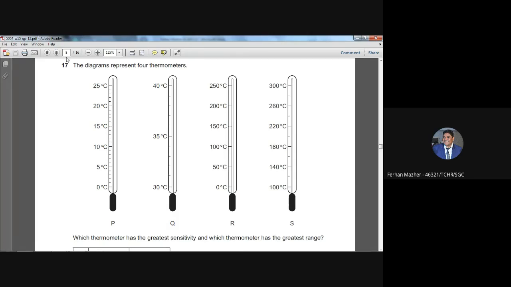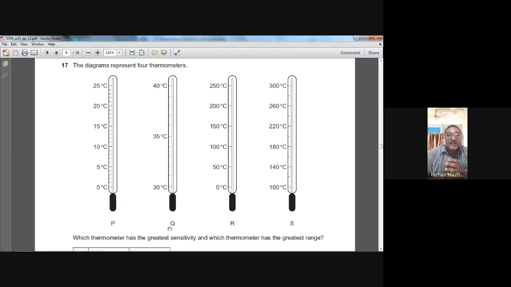So you see, it is going from 0 to 25, its range is 25. It's going from 30 to 40, its range is 10. It is going from 0 to 250, its range is 250. It's going from 100 to 300, its range is 200. This one, the Q1, it has the same length like the others. It has the same mercury in it because the bulb size is the same.